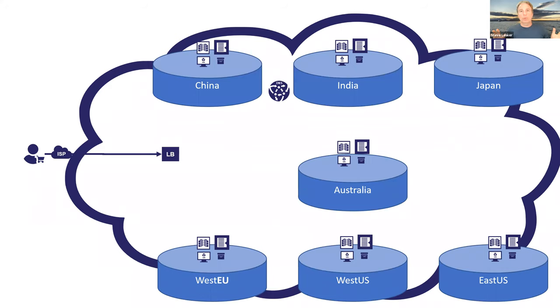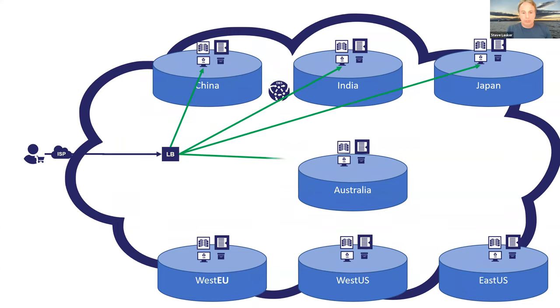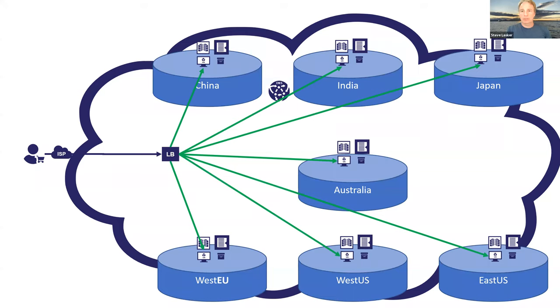Now, if we zoom all the way out and that same customer or different customers from around the world are trying to get in, they can get routed to lots of locations, right? So that's kind of a standard model. Whether they're doing all of that or not, it's not important. But you can route between a lot of them.